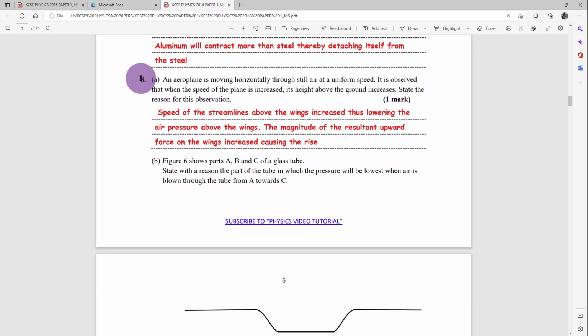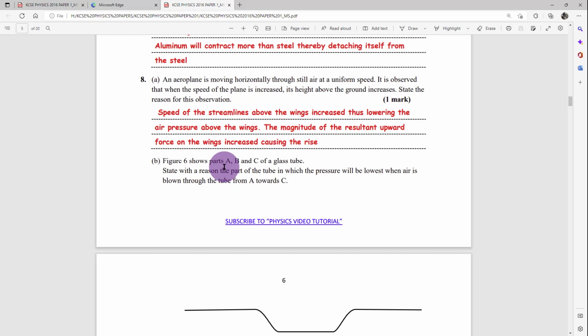And let's look at question 8. Question 8a, we are told that an aeroplane is moving horizontally through still air at a uniform speed. It is observed that when the speed of the plane is increased, its height above the ground increases. State the reason for this observation. Of course, this is about the Bernoulli effect, because the speed of the plane is increased. The speed of the streamlines above the wings increases, thus lowering the air pressure above the wings. The magnitude of the resultant upward force on the wings increases, causing a rise.